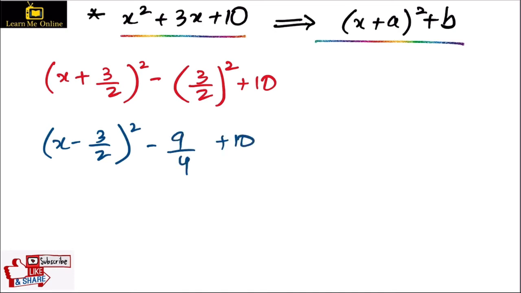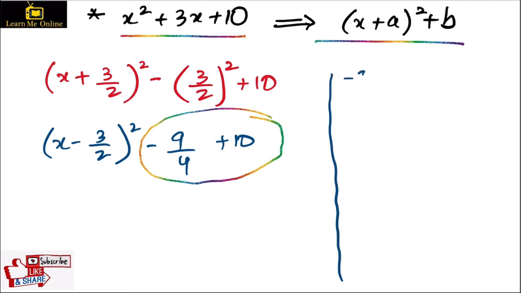Now we're going to simplify the numbers on the side. So this is there now. We're going to write this down on the side to see how the simplification of minus 9 over 4 plus 10 works. The first thing is to make the denominators the same. So there's a 1, there's 4.